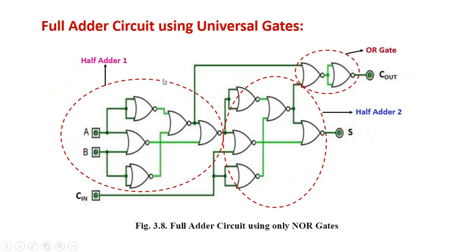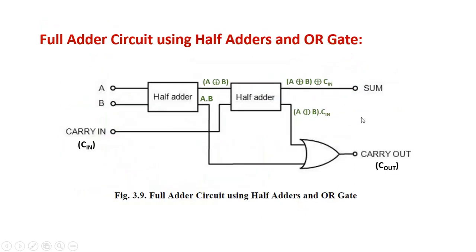Now similarly for NOR gate, this one is the first half adder, it will give A XOR B. So you are connecting another half adder, so you will get sum here. And for carry, this is an OR gate, so you are ORing both the carries, and you will get the final carry out. So you can form a full adder using two half adders and one OR gate.